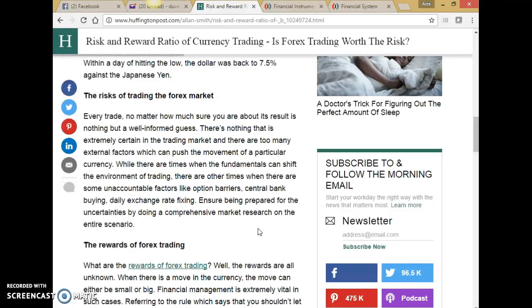While there are times when the fundamentals can shift in the trading environment, there are other times when there are uncountable factors like option barriers and central banks buying at daily exchange rate fixings. Be prepared for the uncertainties by doing comprehensive market research on the entire scenario. Yes, you must do your homework prior to entering the market. You need to know what's going on throughout the day and prior to the market opening. So that is definitely a must.